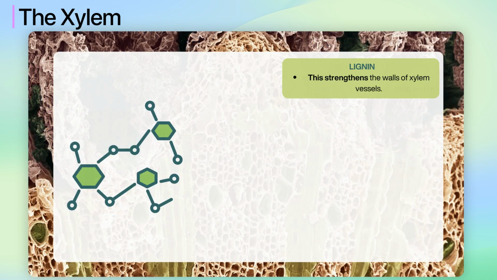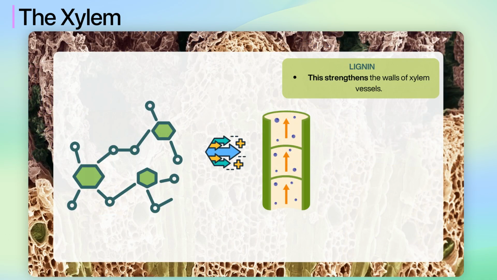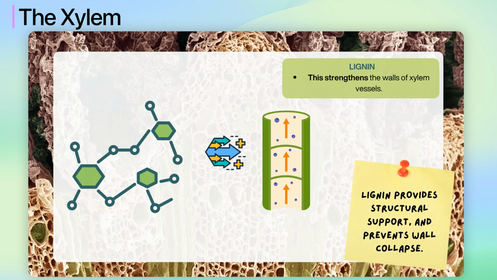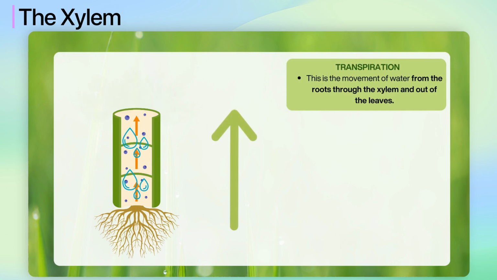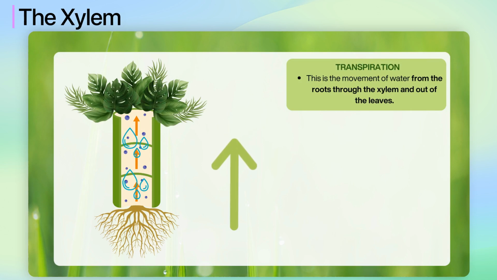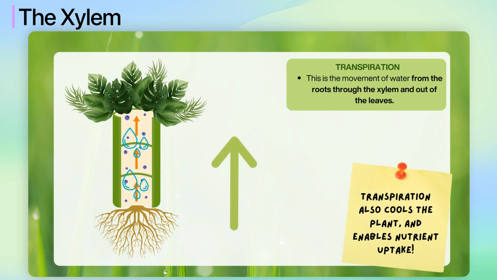The walls of xylem vessels are strengthened with a substance called lignin. Lignin provides structural support to the plant, as well as preventing the vessel walls from collapsing under the pressure of the water moving upwards. The movement of water from the roots through the xylem and out of the leaves is called transpiration. This process not only helps in the transport of water, but also cools the plant and enables nutrient uptake.